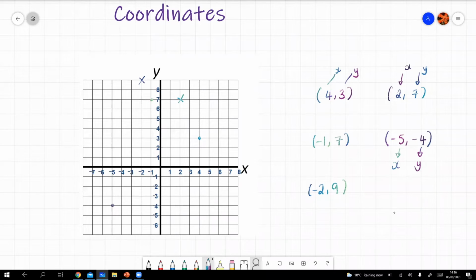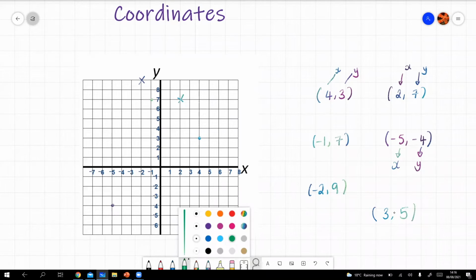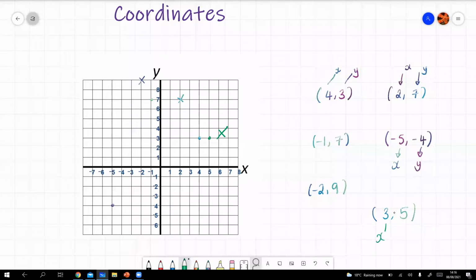Just a little heads up, if you had something like 3, 5, the most common mistake would be to do this there. That would be incorrect because that's the X and that's the Y. I've switched it over. I've done 5, 3. So make sure you do it correctly. This would be 3 and up to 5, and that would be correct. So that one here is incorrect. Make sure you do it the correct way, otherwise whatever you are working out or plotting would be incorrect.